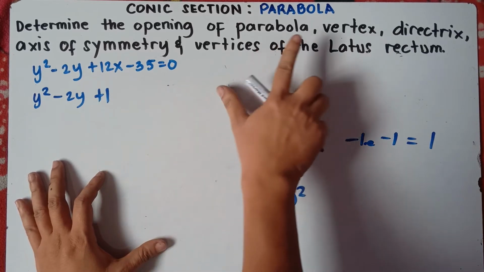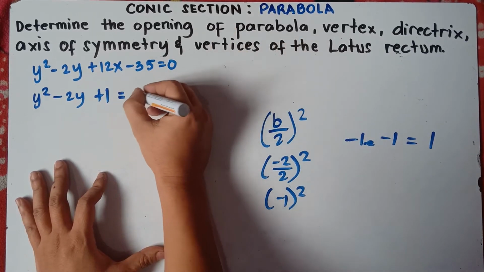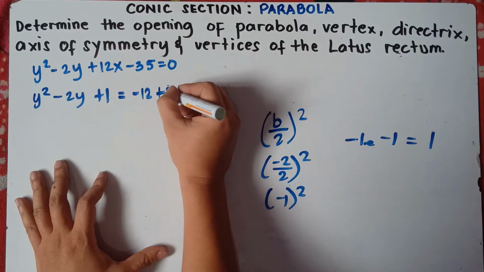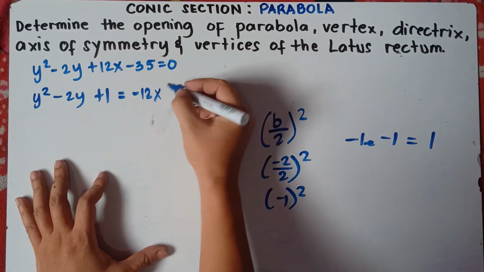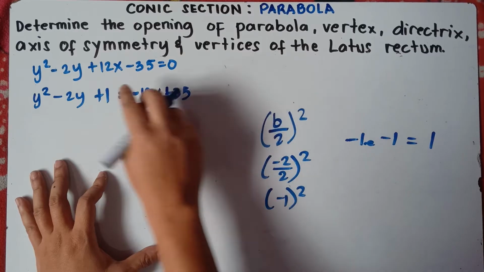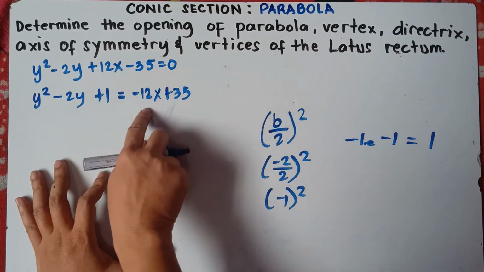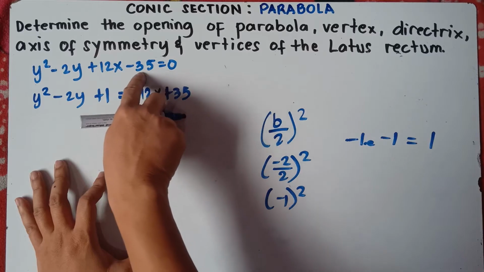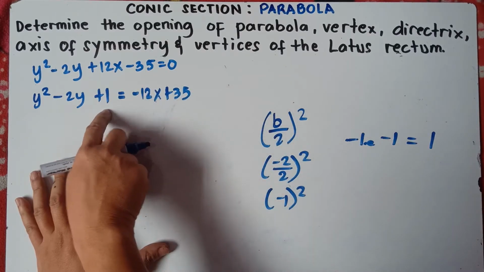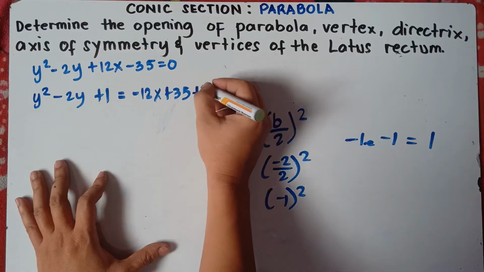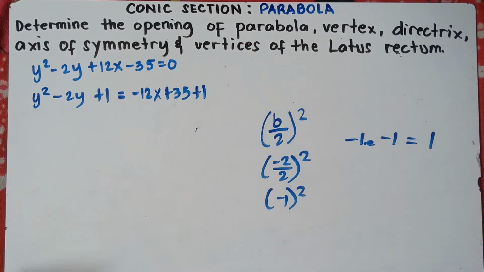Let me just copy this one. So this will be negative 12x plus 35. We transpose 12 from left to right, and this becomes negative 12, and this becomes positive 35. Since we add 1 on the left side of this equation, you will also add 1 on the right side to make the equation balance.